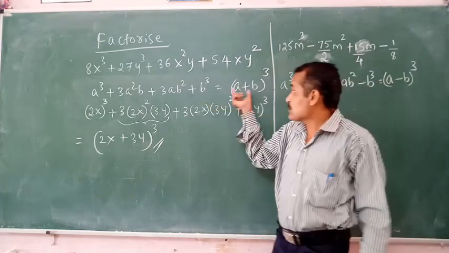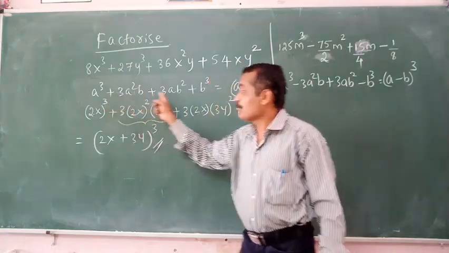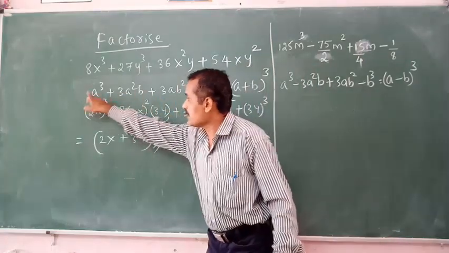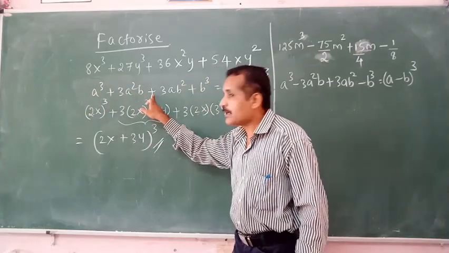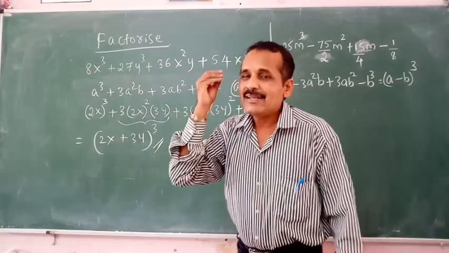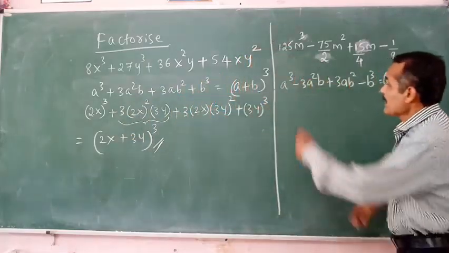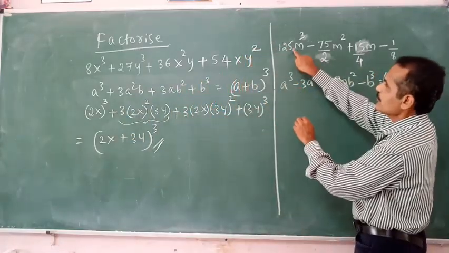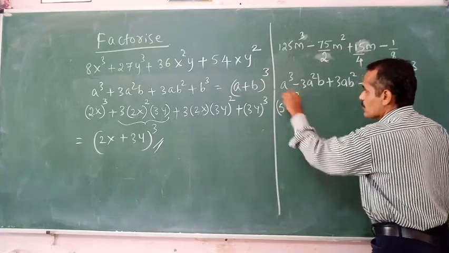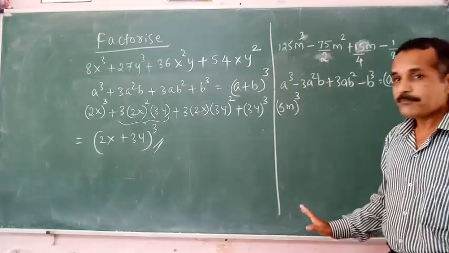See, whenever it is a plus b the whole cube, all terms are positive. When it is a minus b the whole cube, it goes plus, minus, plus, minus. So a plus minus combination is always a minus b the whole cube. Come on, first a cube, from here 5m the whole cube.